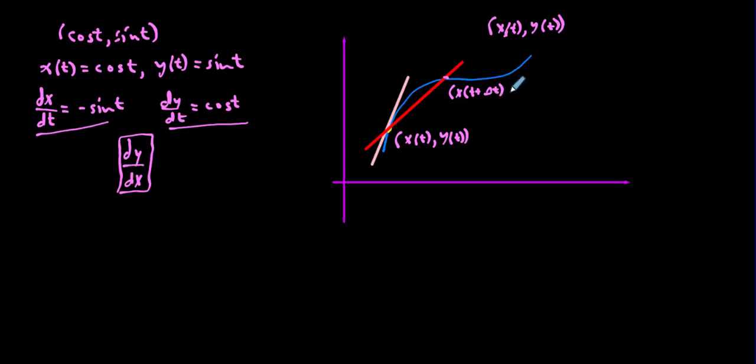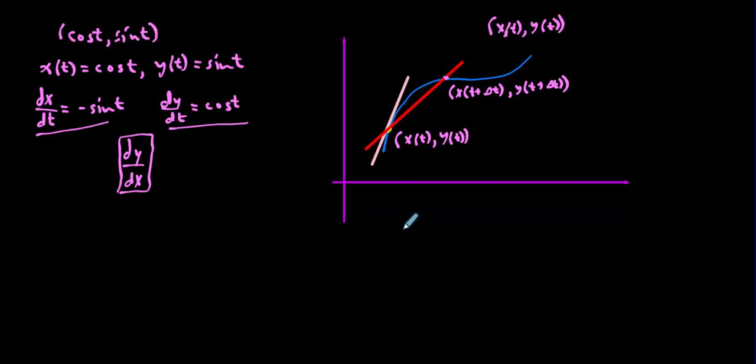Okay, that's that. And this is y of t plus delta t. So we have this other point right here. Now, you can kind of remember back when we first started talking about the derivative and how we approach that, defining the derivative. What I want to do is get the slope of this line right here, this red line.